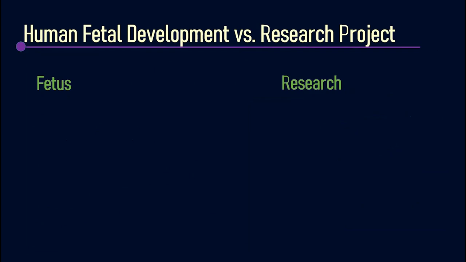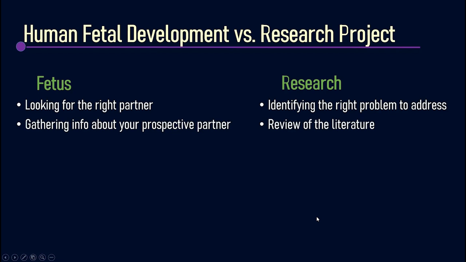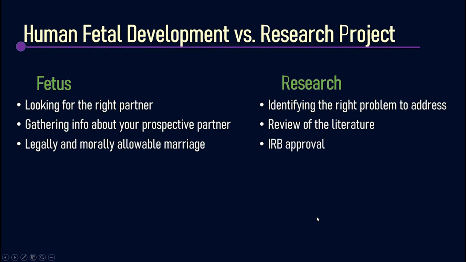This slide compares and contrasts human fetal development versus development of a research project. In fetal development, looking for the right partner is the first step, whereas in research, identifying the right problem to address is the first step. In fetal development, gathering information about your prospective partner is equivalent to review of the literature in research. And the third step is legally and morally allowable marriage in fetal development, whereas in research, before you start retrieving data or collecting data, you have to get institutional review board approval so that the research is done ethically.